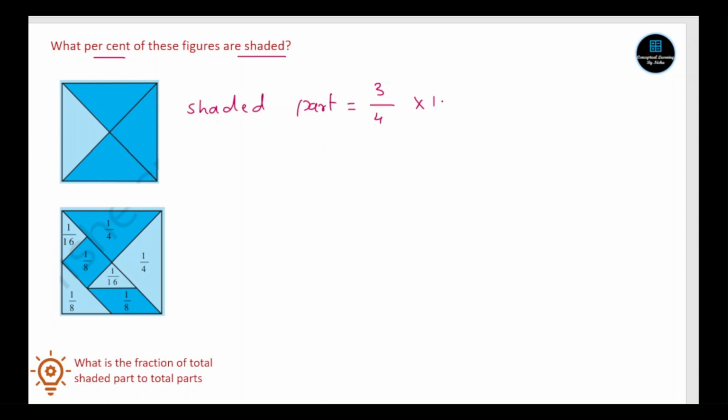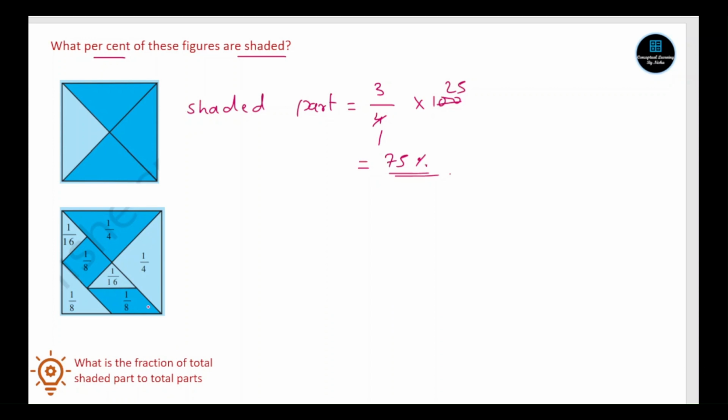Now I have to find the percent value. So multiply by 100, right? So what do we get? I can simplify this. 4 goes into 100 twenty-five times, and I'll get 75%.